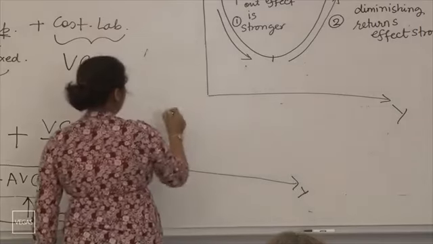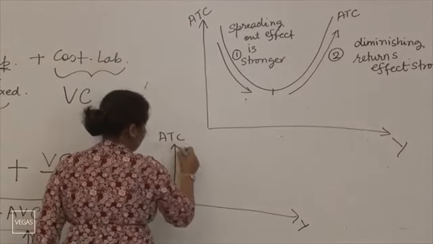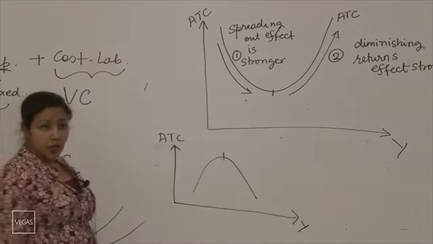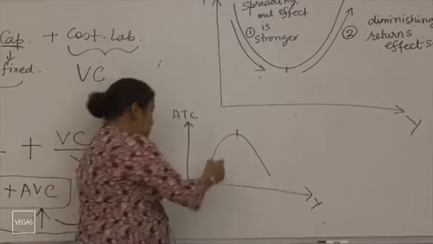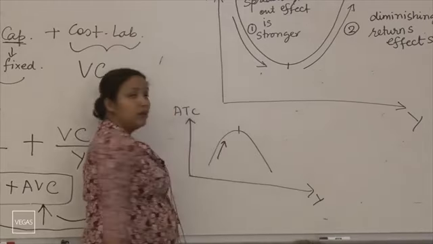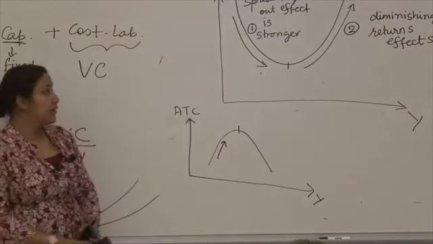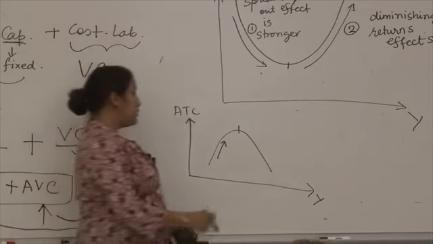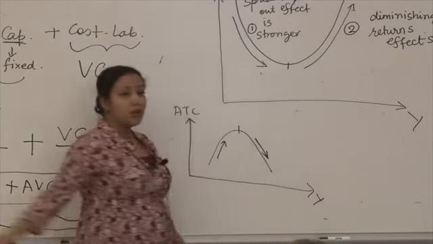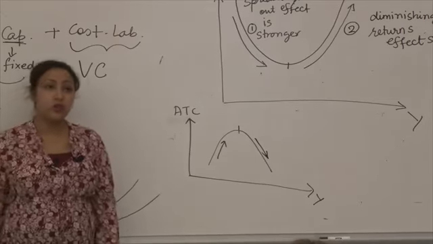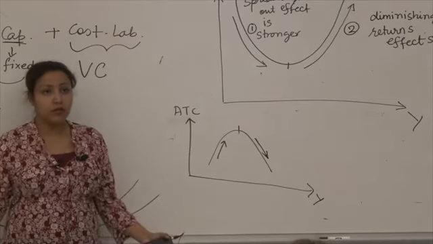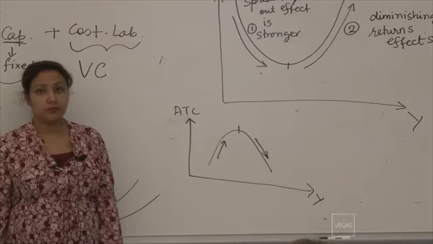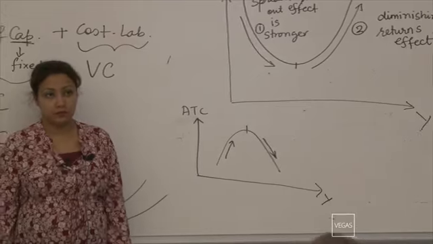Why is this the picture instead of the picture being like that? Because I could say that, okay, this is the place where my diminishing returns effect is stronger, that's why the ATC is going up, and this is the place where my spreading out effect is stronger, that's why the ATC is going down. Possible, right? They hired too many workers, so the cost went up. They got rid of a couple, so the cost went down.